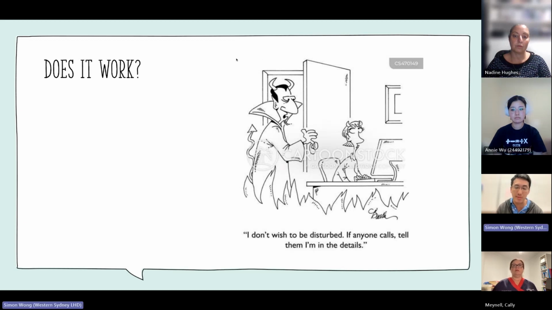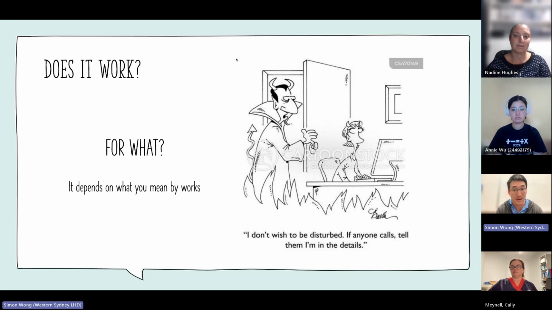Well, we've looked at some of the evidence, we've looked at some of the methods, and Annie has given an introduction. Does it actually work? We have to ask ourselves, for what? It depends on what you mean by work, because the devil's in the details, right?